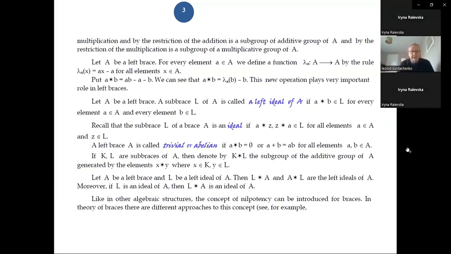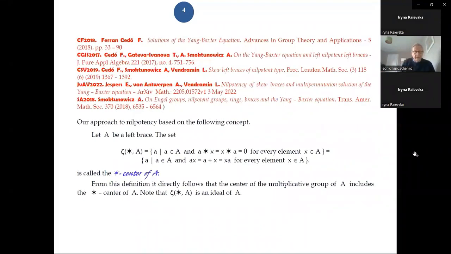Like in other algebraic structures, in left braces there appear distinct concepts of nilpotency. For example, it appears in the following paper. Most of them are based on the lower series and some analysis of lower centrality. I want to show another approach, which is based on the upper centrality, the following upper centrality.